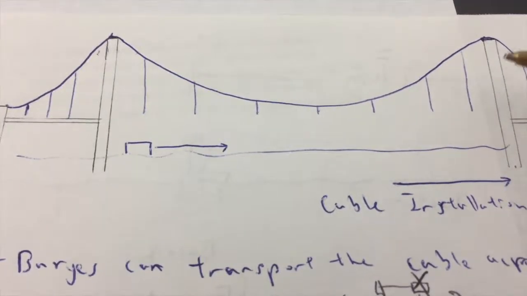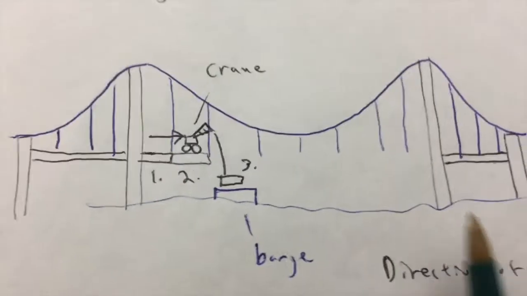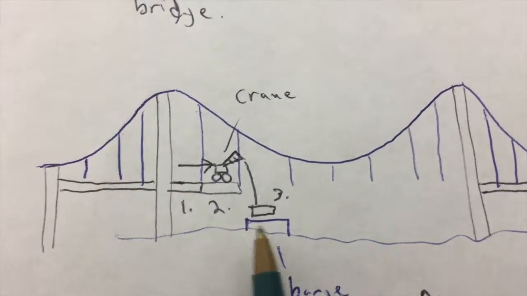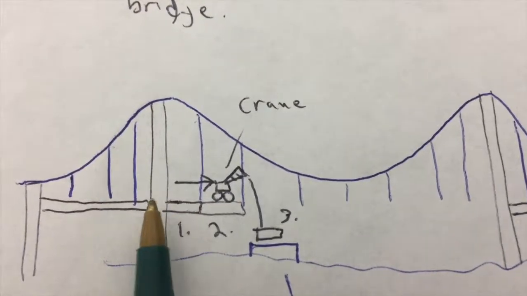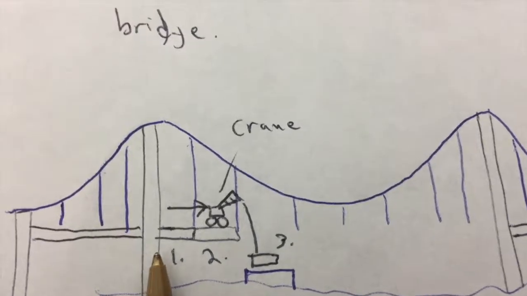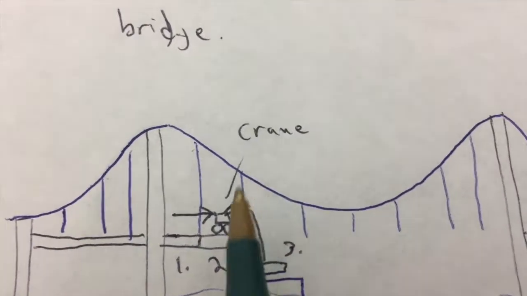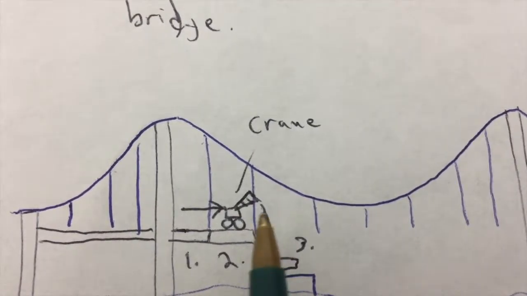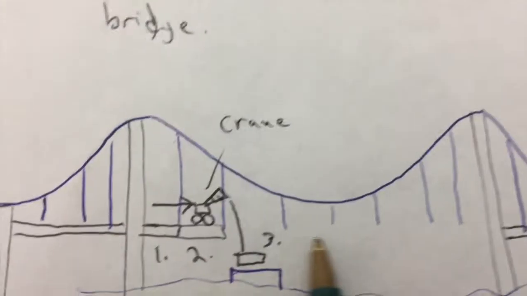Once the cable has been installed on the span, the next component to go in is the actual bridge deck. The way the deck can be built is a barge can transport the pieces across the water, all the while an actual crane can run along the completed portions of the deck. For instance, in position 3, it can carry up the next piece to be installed at this location. The process can continue all the way until the whole span is complete.